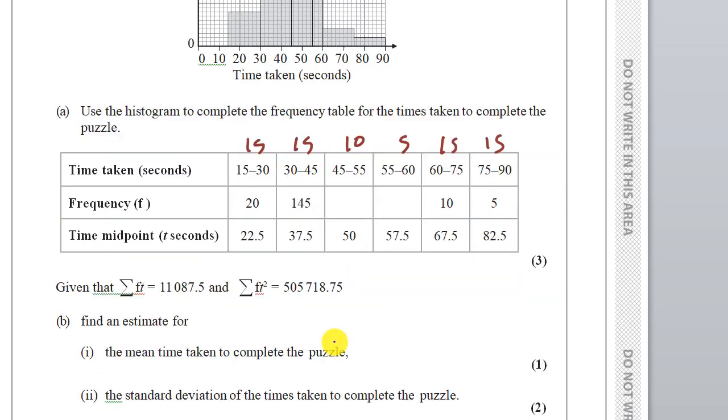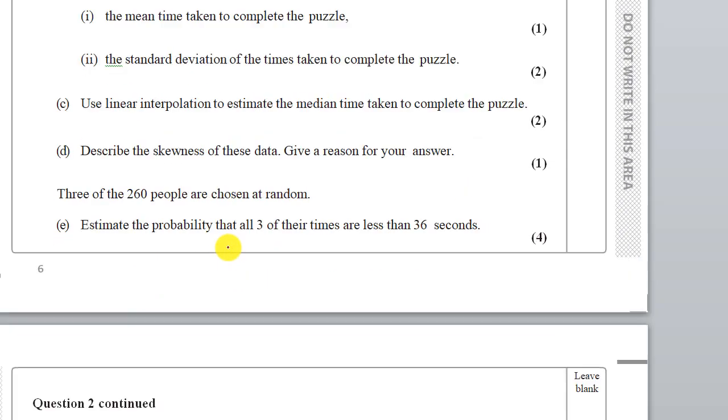So now the frequency densities. Let's assume this one x1 and this is x2. So 20 divided by 15, and here 145 divided by 15, and here x1 divided by 10, and here x2 divided by 5, and here 10 divided by 15, and here 5 divided by 15. Now we know that this is part A.